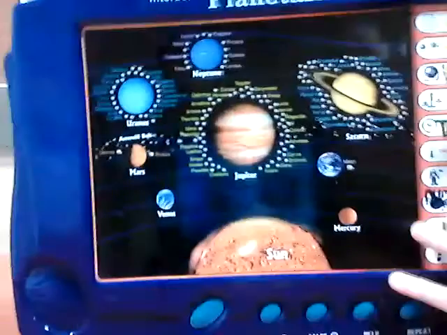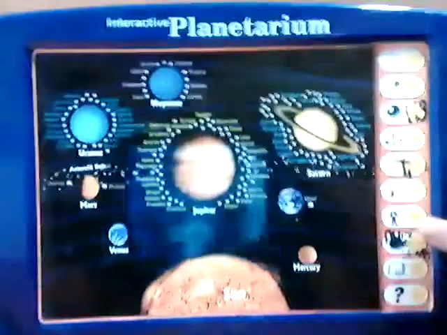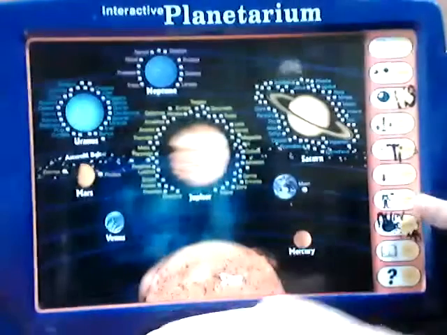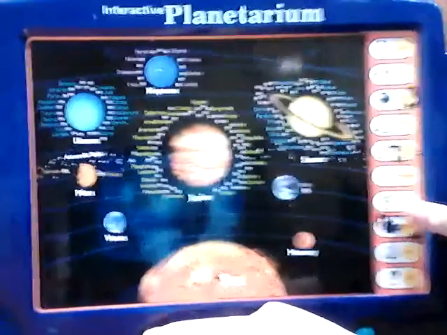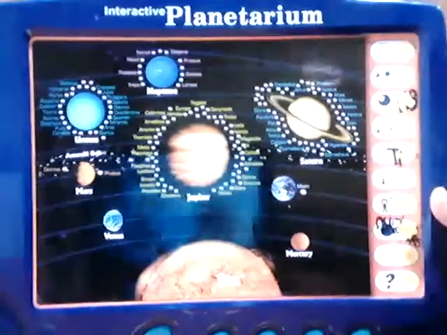Today we're going to be exploring the interactive planetarium. This is an object that I got for Christmas. It's pretty cool. You can explore the planets with it. So we're powered on.